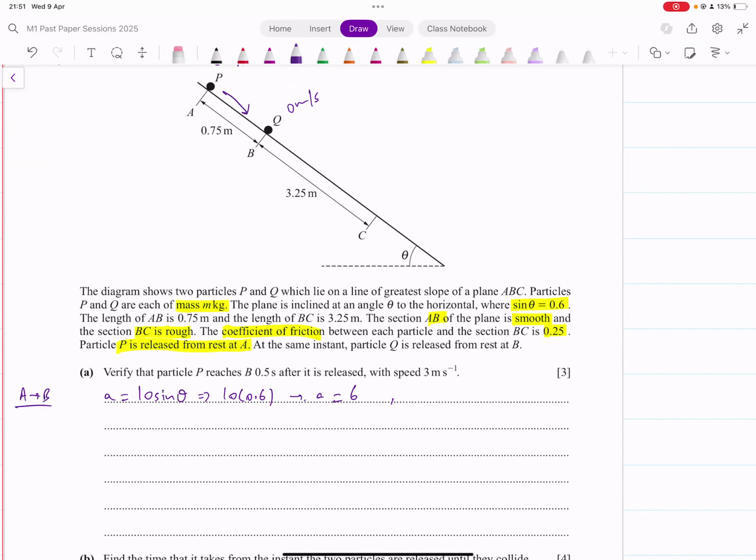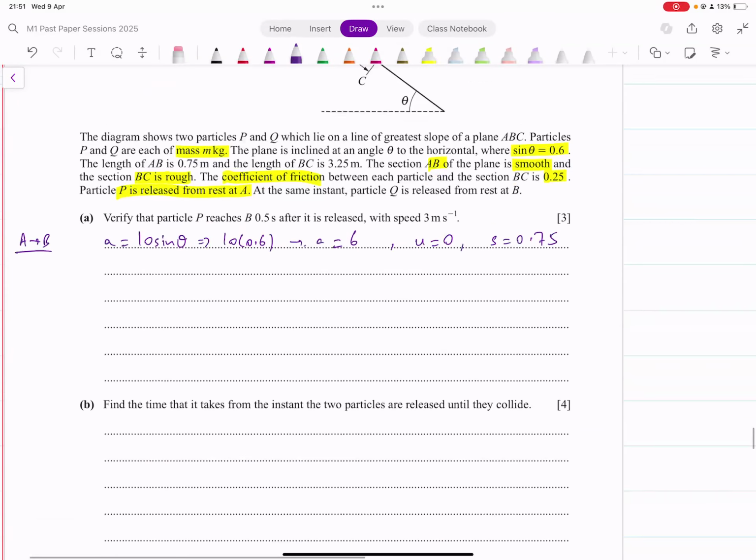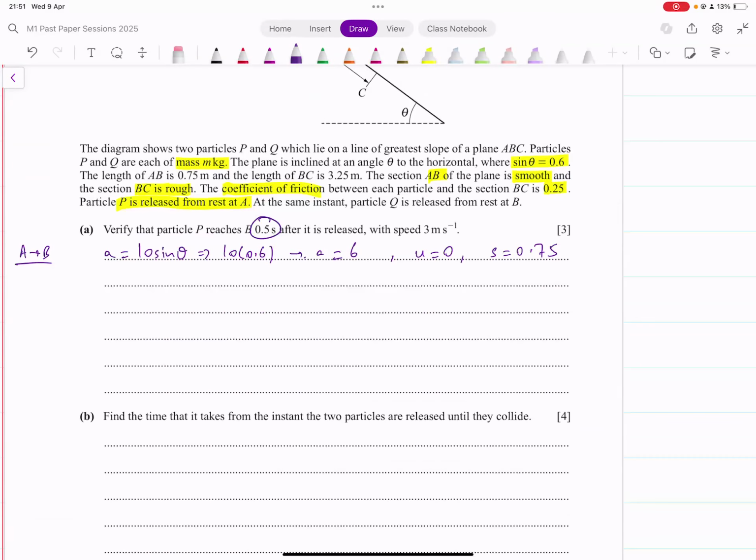What else do we know? Initial velocity is 0. It started from rest. What else? The time taken is... No, we have to verify that. So we have initial velocity, we have acceleration, and we have displacement. Displacement is 0.75. Now, we need to verify that the time it takes is 0.5 seconds, and the speed at which it reaches is 3 meters per second. Yes, when there's no driving force, and it's not free fall. Free fall is basically vertical motion, but this is also a type of motion under gravity.